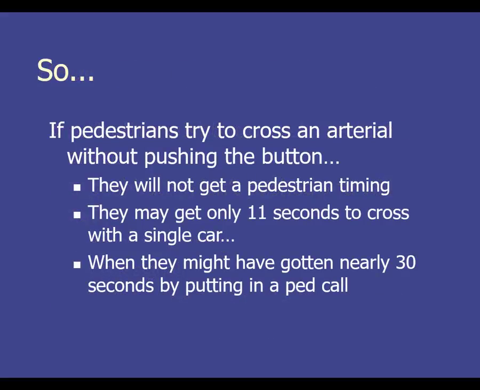So, if pedestrians try to cross an arterial without pushing the button, they won't get the pedestrian timing. They'll have the car timing. They may only get 11 seconds to cross with a single car, when if they had pushed the button, they might get 30 seconds or so.